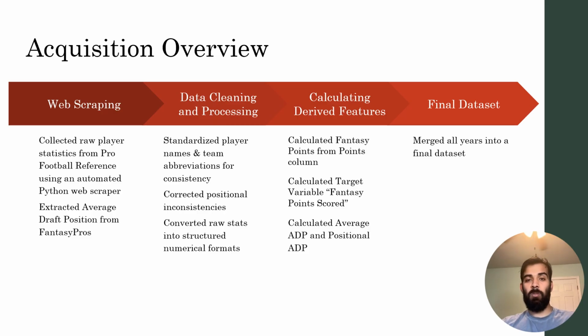Because this number would change week over week, this was not something that we could simply calculate from a total points allowed column. And then we calculated our target variables, fantasy points scored, by applying fantasy scoring formulas for both PPR and non PPR leagues. And we also calculated average ADP and positional ADP for every player in our dataset. Finally, we merged all this together into one final dataset, which would be ready for analysis.